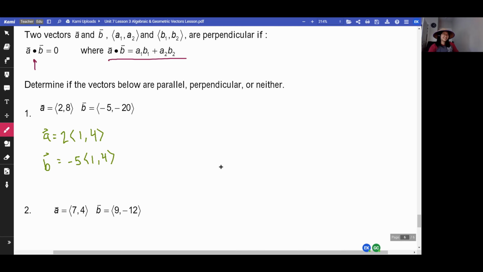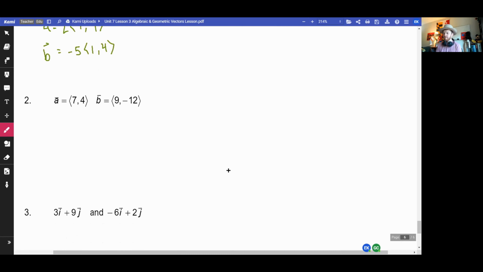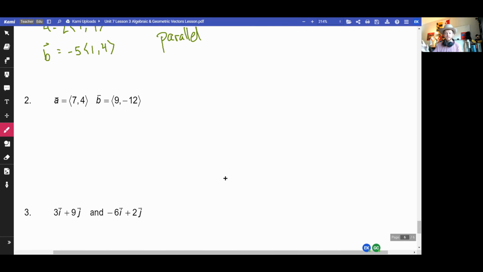All right, so that was parallel. Next, (7, 4) and (9, -12). The second one has a negative, and the first one doesn't, so I know they're not parallel. Well, that's not true. Let me take it back. In one, the second one has negatives and the first one has positives, but they are parallel. Right. The second one, there's just clear misdirection. It's a magic trick.